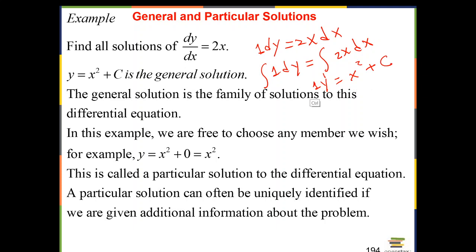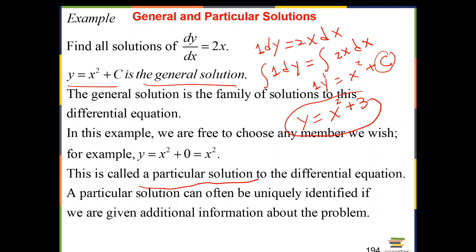So y equals x squared plus c, right? That's it. So the general solution is the family of solutions to this differential equation. In this example, we are free to choose any number we wish for c, for example, 0. That's the general solution. If we pick a number for c, then, for example, y equals x squared plus 3 is a particular solution for that differential equation. But this one right here is the general solution, right?